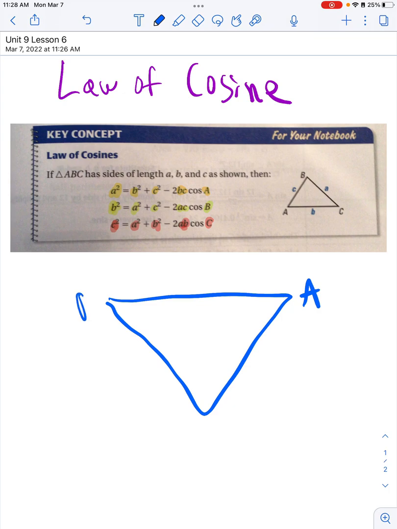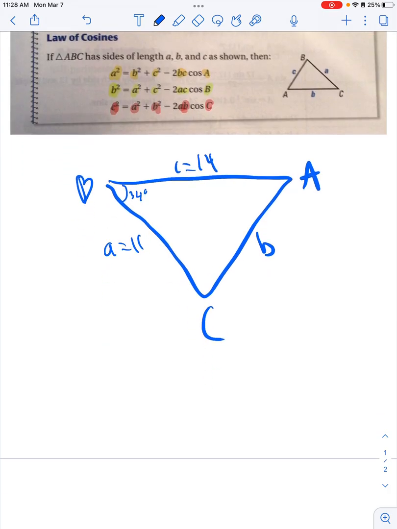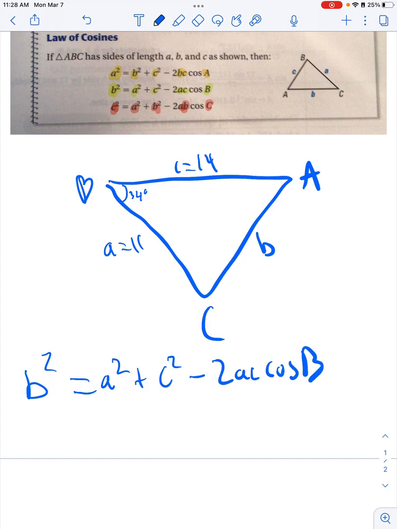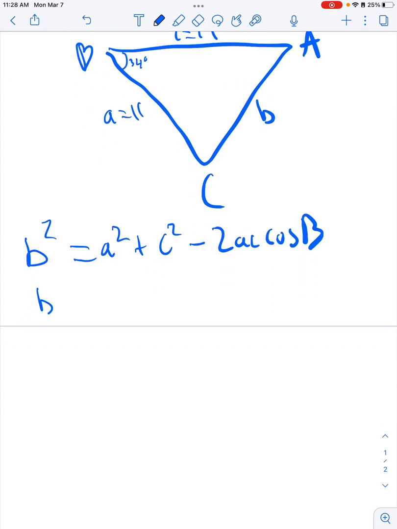If we draw the triangle, it looks something like this. Let's call this A, B, C. C equals 14. This angle is 34 degrees. A equals 11. And then this is B. So if I'm trying to find B, I'm going to say B squared equals A squared plus C squared minus 2AC cosine of B.